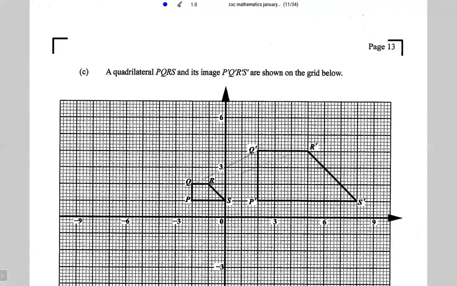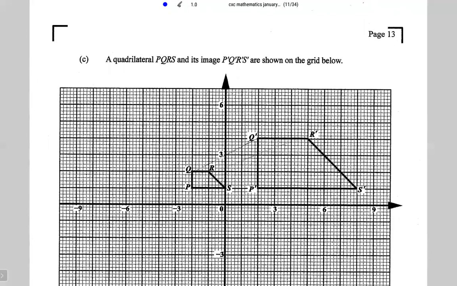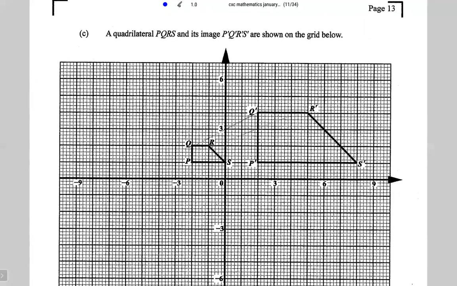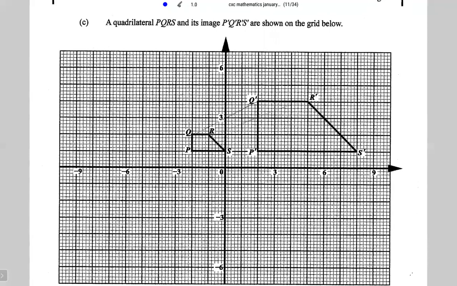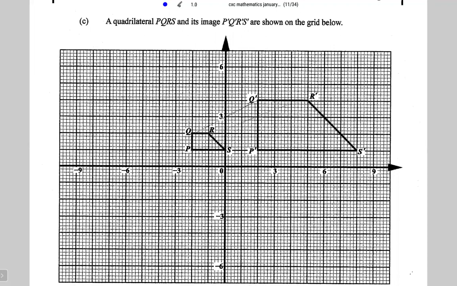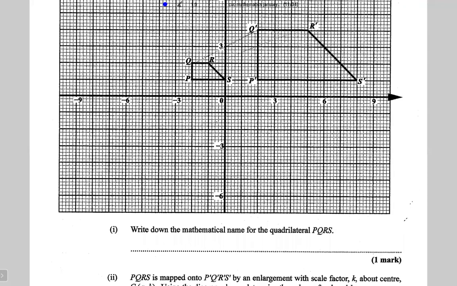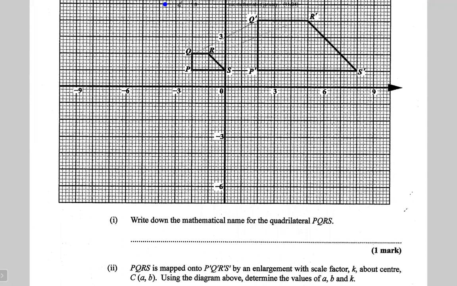The C part of the question is on transformation, and it says a quadrilateral PQRS and its image P prime, Q prime, R prime, and S prime are shown on the grid below. The first thing we're asked to do is write down the mathematical name for the quadrilateral PQRS. Well, I think it is a trapezium. Some persons would say a trapezoid. It's a trapezium, so that's valid, 1 mark.